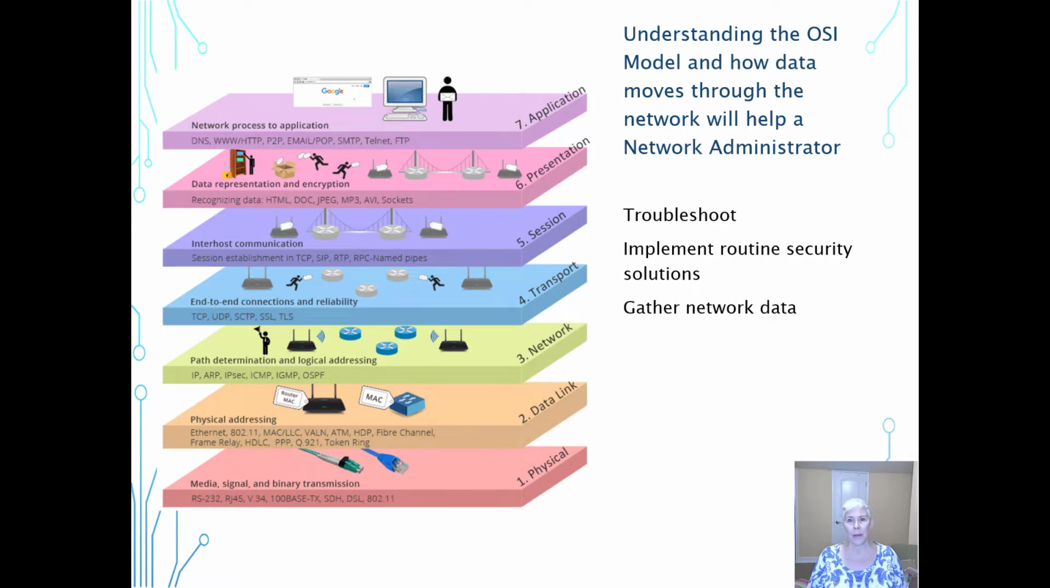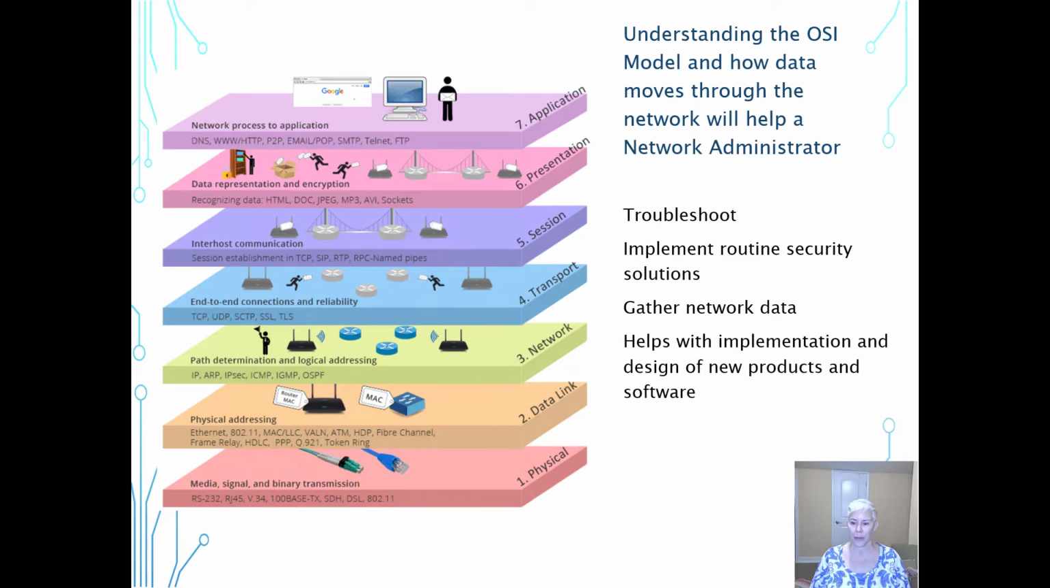We will also be able to gather network data, and by understanding what happens at each layer, that will inform us what type of data to gather, as well as what that data means to us. And it will help in the implementation and design of new products and new software. The understanding of the OSI model is an integral part of understanding networking in general and fundamental to your journey for the CCNA.